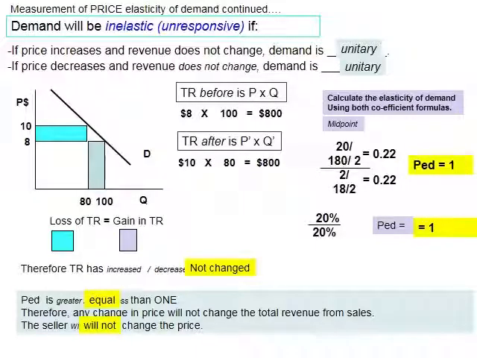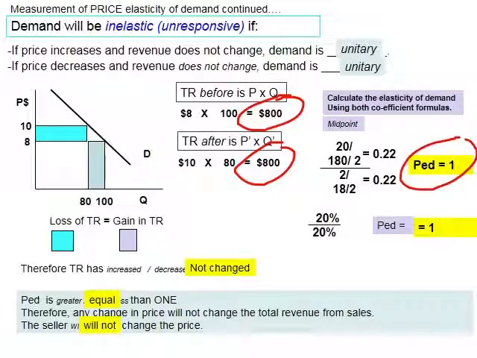In our third case, we see that price and quantity have changed by the same proportions, and so basically there's no change in total revenue. So whether the seller puts his price up or down, he's not going to get any more revenue. And you see the coefficient is 1, which indicates unitary elasticity.